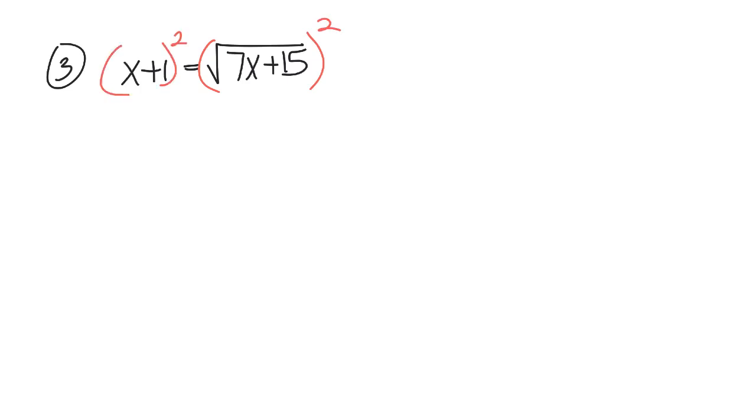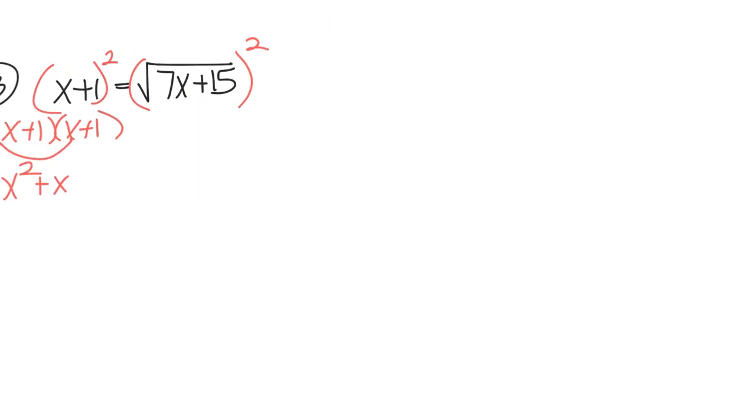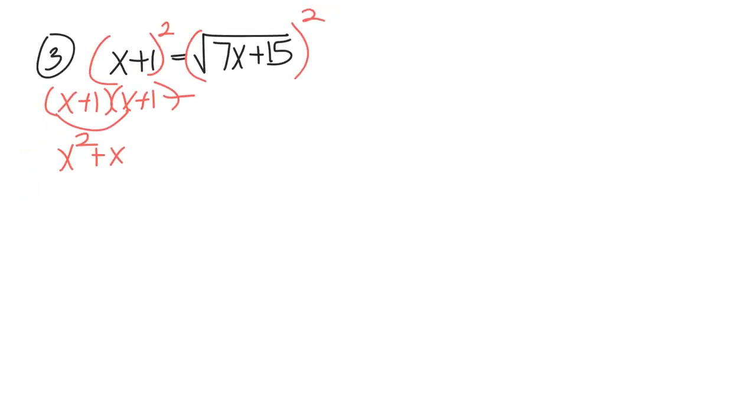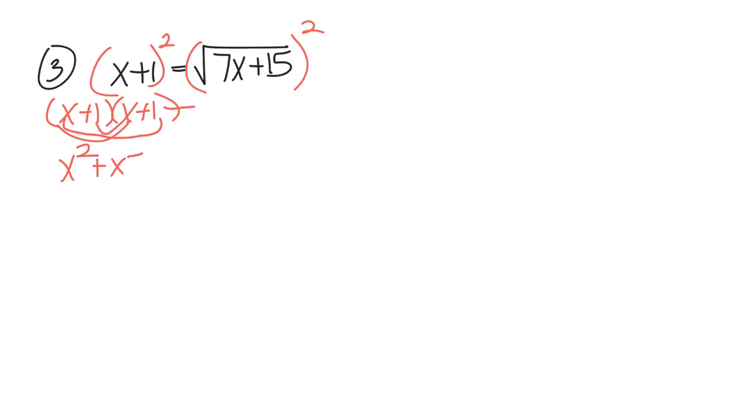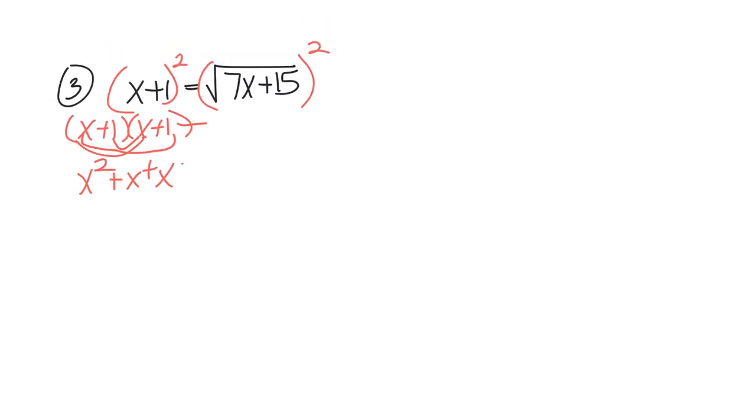and when we square x plus 1, remember that's x plus 1 times x plus 1, you have to FOIL that out. X squared plus x plus this x plus 1, and then I get x squared plus 2x plus 1 on the left side, and on the right I get 7x plus 15. And now I have a quadratic, so I need to move everything to one side.